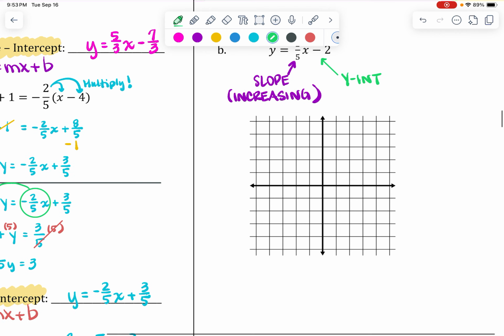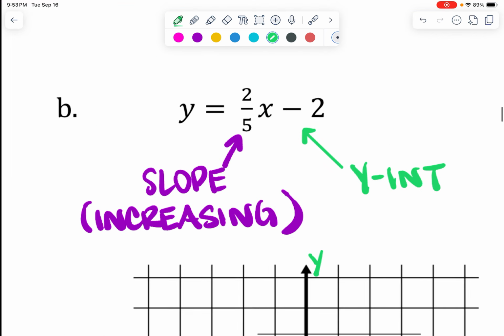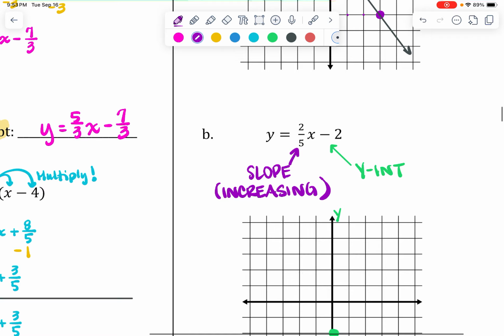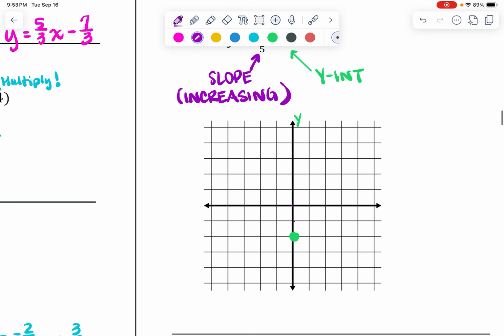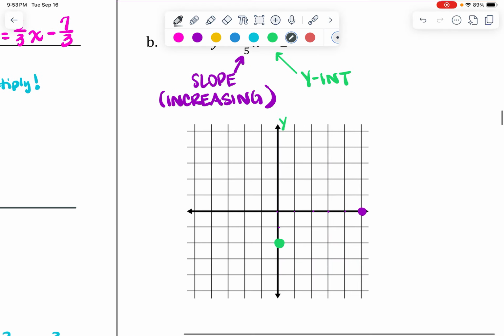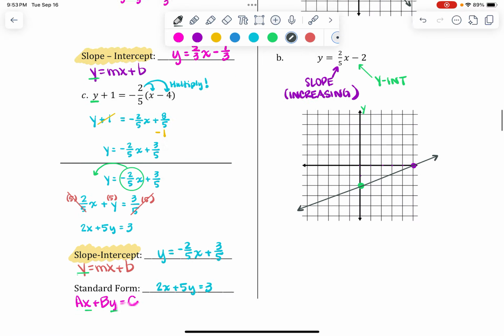Okay, so that means I'm going to start at negative 2 on my y-axis. Again, here's my y-axis. And then my slope, everybody's positive, so all my movement is positive. So we're going to rise 2, 1, 2, and we're going to run 5, 1, 2, 3, 4, 5 to the right. And there is my lovely line. It is increasing, so I'm feeling pretty good about that. Voila. All right, let's hop to the next page.